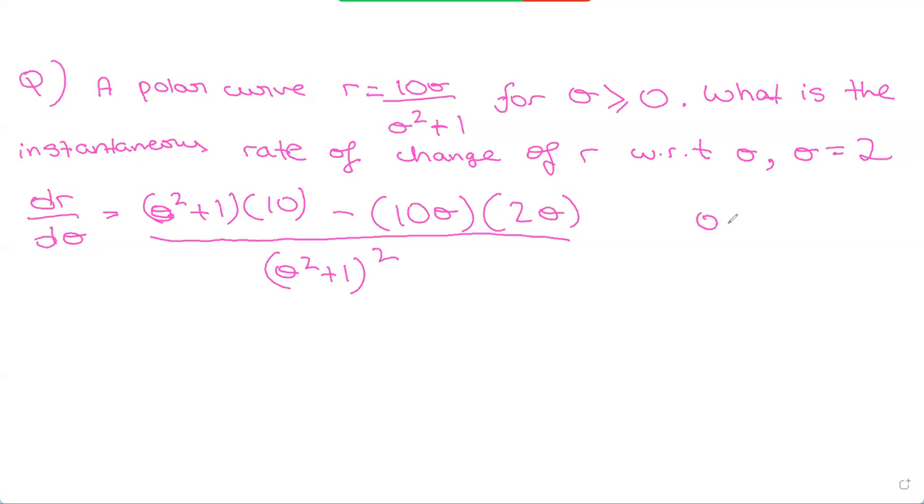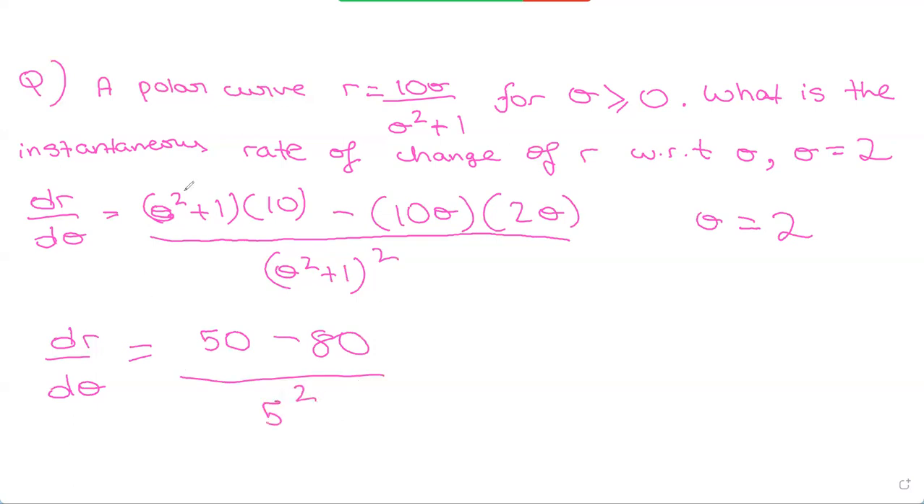Now we have to find this value when theta is equal to 2, so we plug 2 into dr over d theta. That gives us 50 minus 80, over 5 squared. 5 into 10 is 50, 20 times 4 is 80, and 4 plus 1 is 5. So this gives us negative 30 over 25, which simplifies to negative 6 over 5. So this is the rate of change of r with respect to theta when theta is equal to 2. That's how easy it is.